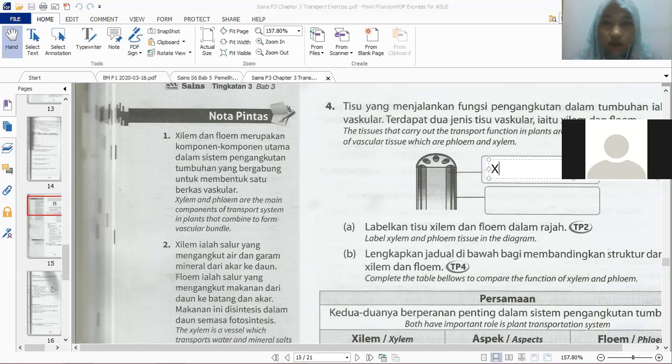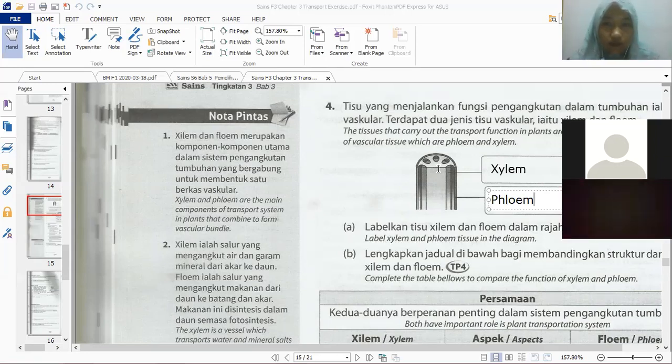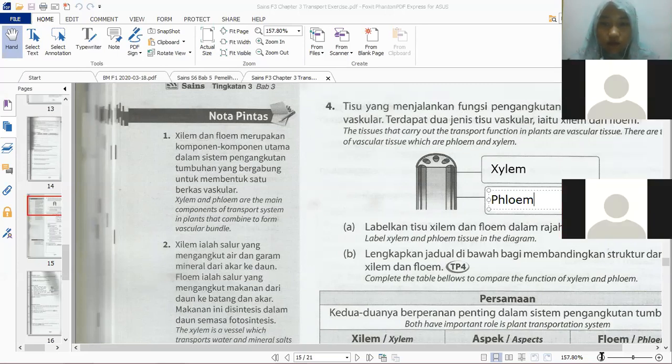This one is xylem. So this one is phloem. Right, can you understand? This one is xylem, near to the center, and after the xylem tissue comes the phloem tissue. Right? Okay, so next question.